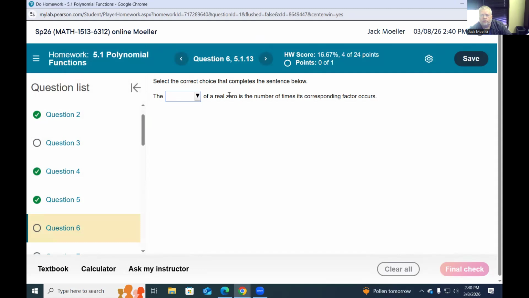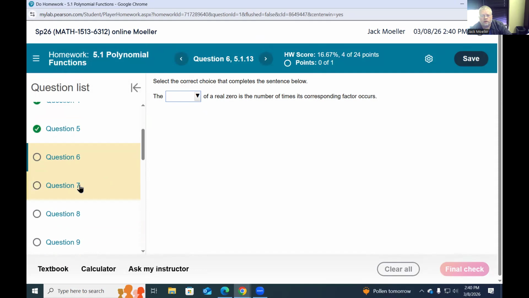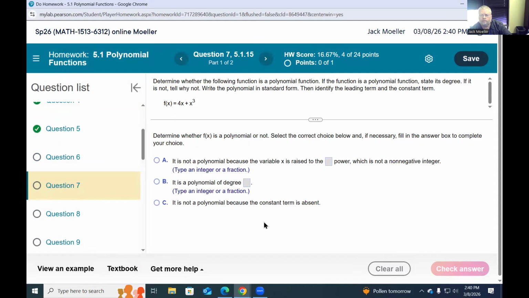So we're talking zeros yet. So again, this is one of those that's out of order. Anytime we're talking about x-intercepts or zeros or multiplicity, that's the second half of what we're going to discuss. Okay. Determine whether or not the following function is a polynomial. If it is, state the degree. If not, why not? And then, as you know, when MyMathLab tries to define stuff, that can be a bit messy. And then identify a leading term and a constant term and write it in standard form.